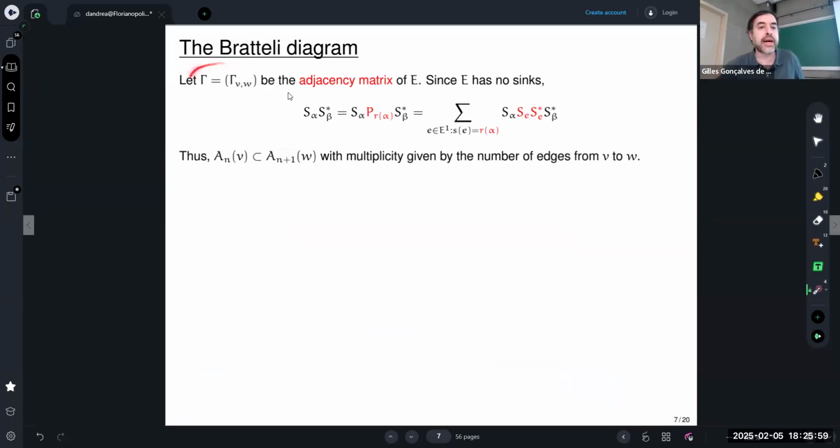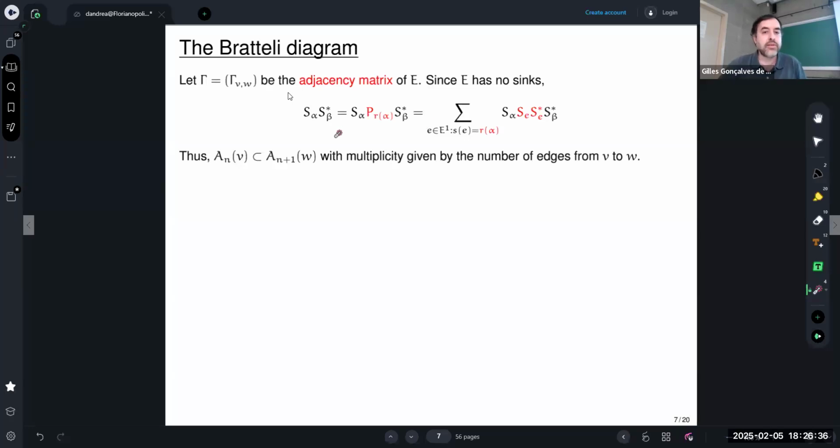So let me call gamma the adjacency matrix of the graph E. This is a matrix whose entries are labeled by vertices, and it is a finite integer matrix because I have a finite graph. Since E has no sinks, for every pair of paths alpha and beta, as alpha beta star, you can insert in the middle the range projection attached to the range of alpha. But now the range of alpha is not a sink, so you can use one of the two Cuntz-Krieger relations, saying that this projection is just a sum of s_e s_e star, a suitable sum.